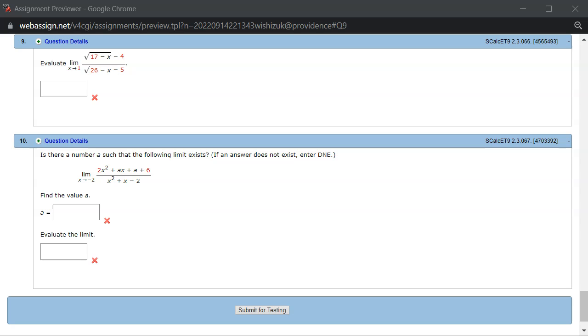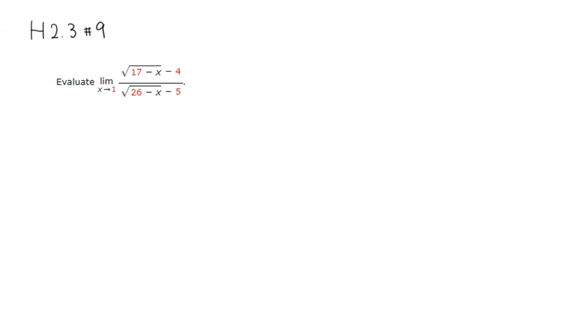All right, let's look at homework 2.3, problem number 9. So let's evaluate this limit. The first thing we should try is just plugging in.